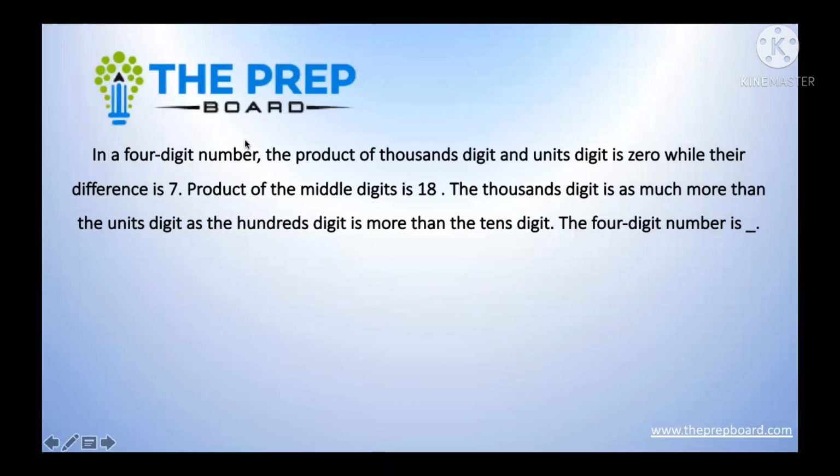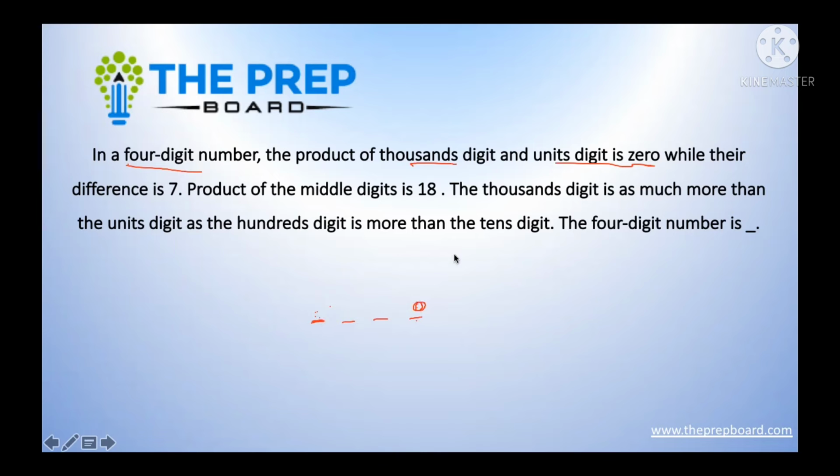So here is question number 6, like we have discussed 5 questions in the previous video. It's given a 4-digit number. The product of the thousands digit and the unit digit is 0. So we have a 4-digit number, and the product of the unit digit and the thousands digit, it means this is the units digit and this is the thousands digit. The product of these 2 digits is 0. It means one of the 2 has to be 0, and this thousands digit cannot be 0, so this digit has to be 0 here.